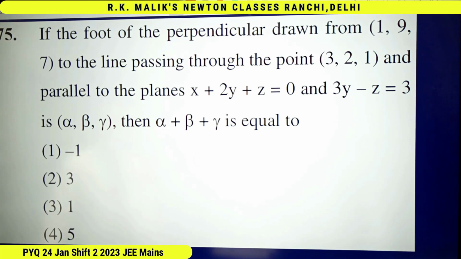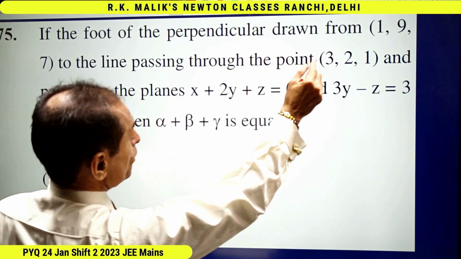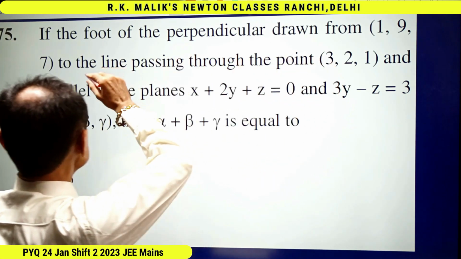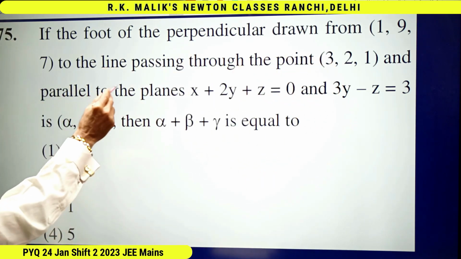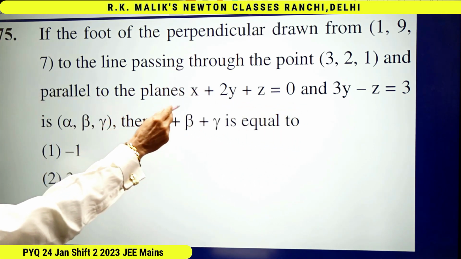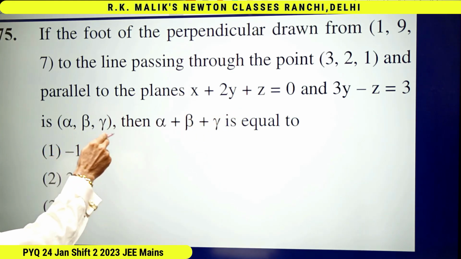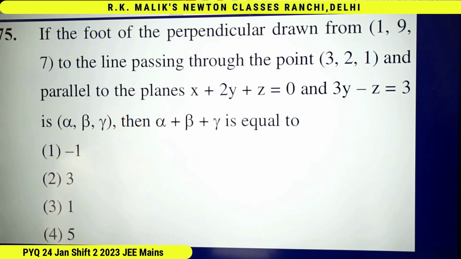In this question, it is given that the foot of the perpendicular drawn from the point (1, 9, 7) to the line passing through the point (3, 2, 1) and parallel to the planes is (alpha, beta, gamma). Then alpha plus beta plus gamma is equal to what? You have to find the correct choice.